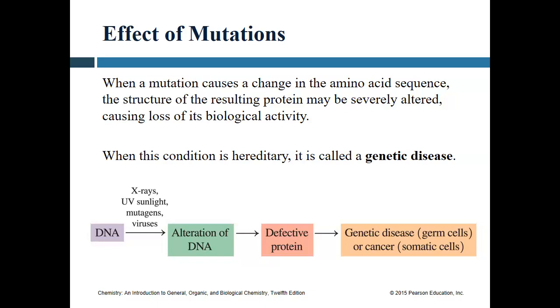So here's the flow chart for what happens when these mutations take place. When DNA gets altered, the net result of that alteration is the creation of a defective protein. And that defective protein can have two consequences. I guess three. One is that it does nothing. But the other two are considerably more impactful.